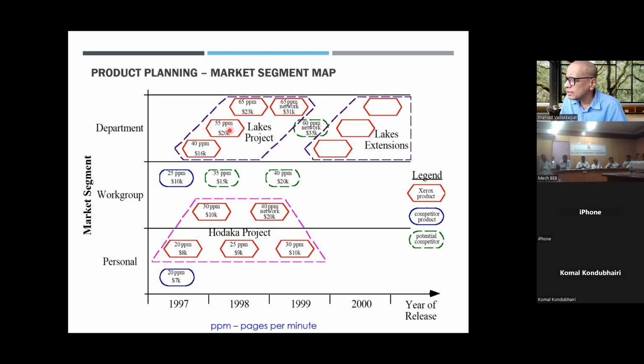So we can see here what they've done: competitors' products, that's the blue one, and potential competitors, possible ones you may not know about, and then our own product. How do you position ourselves? So this is very, very important.